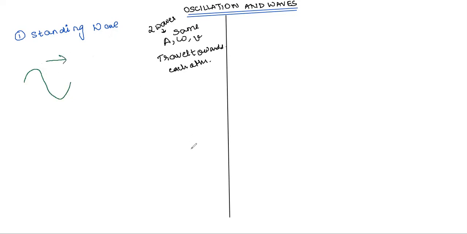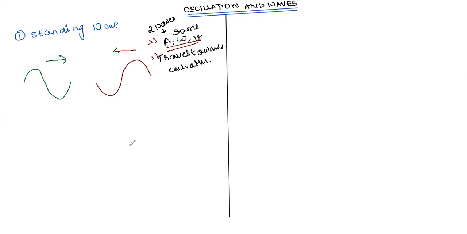There is one more wave. Let's say it's traveling from here. Now both of these waves will superimpose. And what all quantities are same in them? Amplitude, frequency, and velocity. Everything is same. They are just traveling towards each other. That is how standing waves are formed.